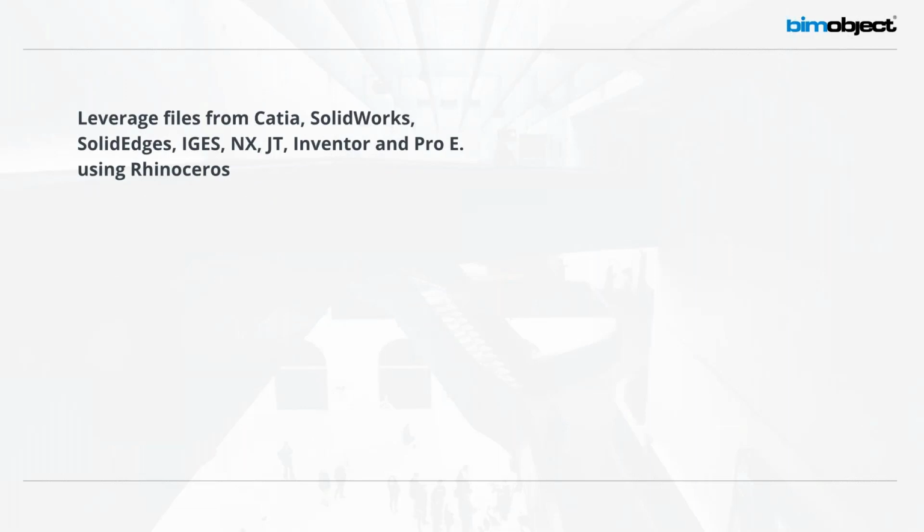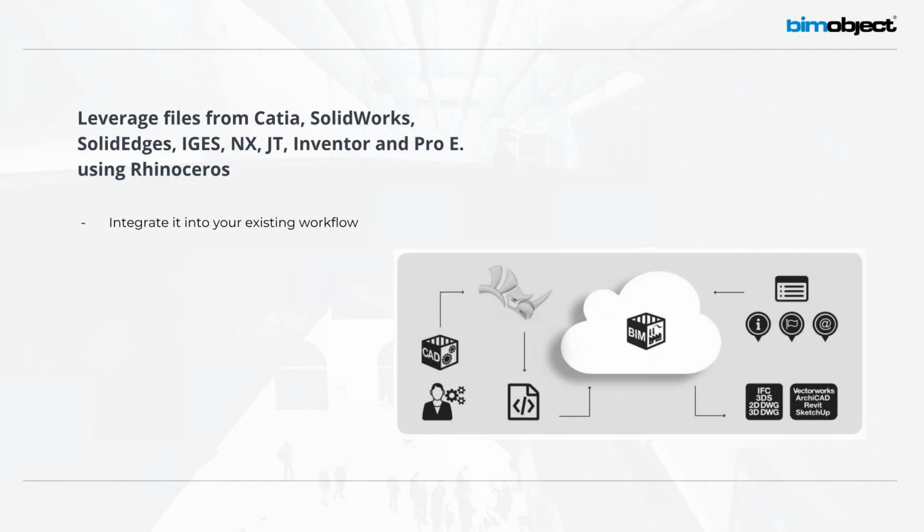So what does it start from? You want to start building content. Where do you start? A lot of it is going to be from, again, what industrial designers use a lot: these that you see on the screen here, CATIA, SolidWorks, Solid Edge, IGES, Inventor, any of these file types. You can bring them into Rhinoceros.